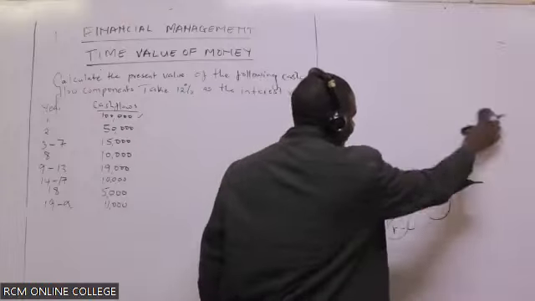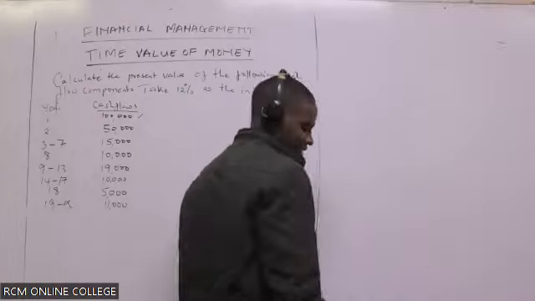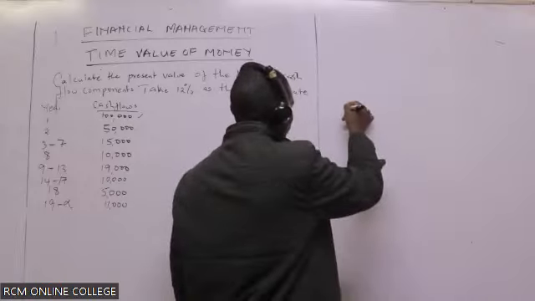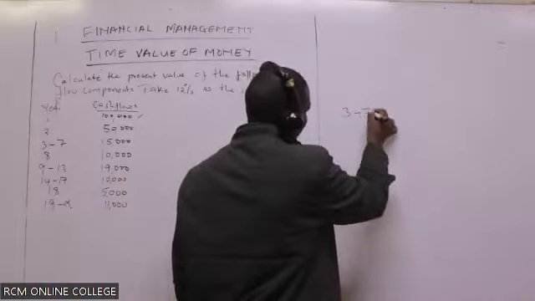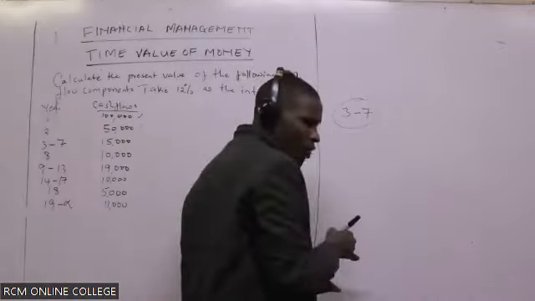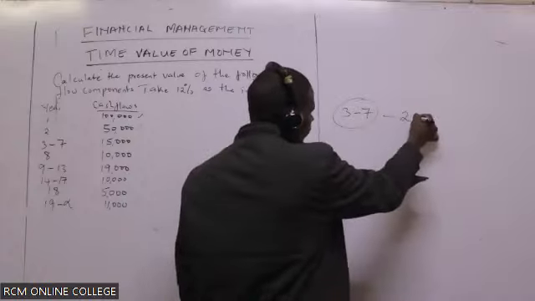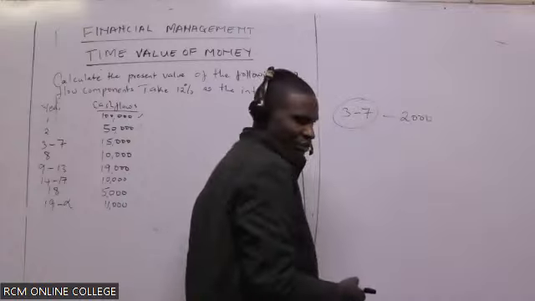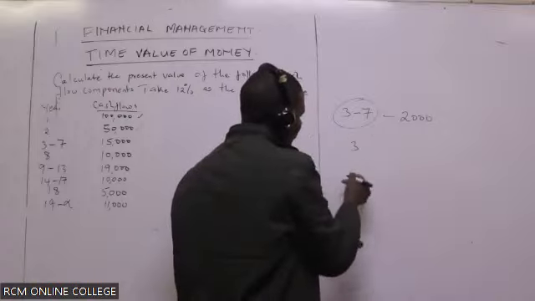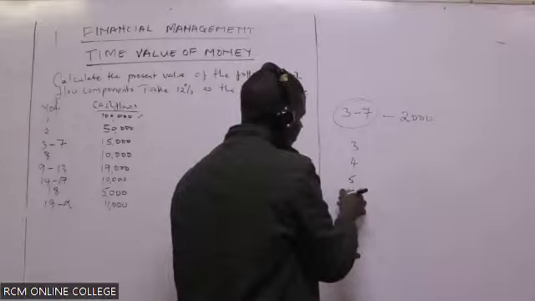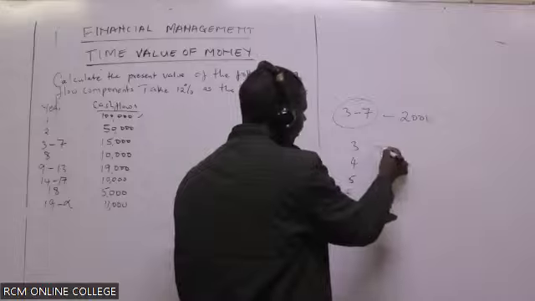That is the secret. I know the examiner tried to set questions until he saw that students now know, so he knew he would put a range. Once the examiner puts a range for you, saying year 3 to 7 is 2000, what does that tell you? That year 3, year 4, year 5, year 6, year 7, 2000.